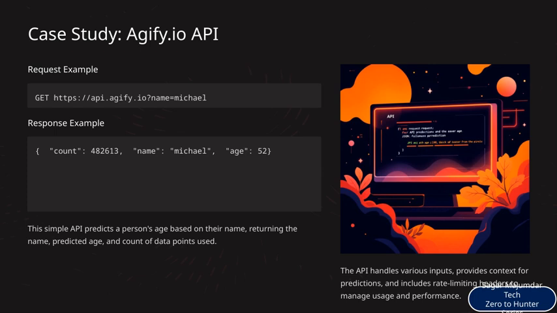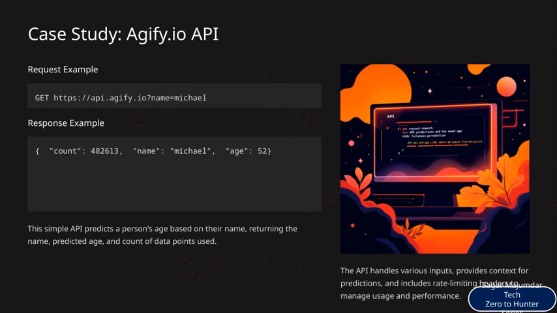Now the response example shows the kind of data we get back. It returns a JSON object with three key pieces of information. First, the count, which tells us how many data points were used to make this prediction, in this case, over 482,000. Next, the name itself, which confirms the input, Michael. And finally, the age, which in this example is 52. So, based on the data, the API predicts that someone named Michael is likely around 52 years old.